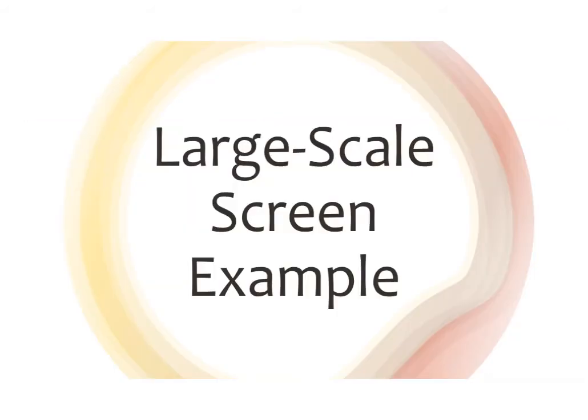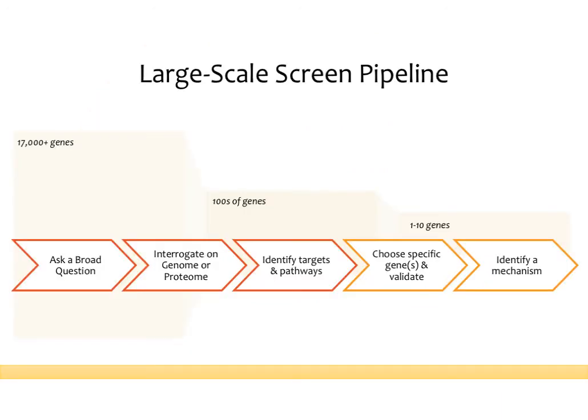So having done that simple example and walking through a few examples of how we do these things, let's go through one large project example. So this is going to be an example of a large-scale screen. And as a reminder, this is the pipeline that we had initially talked about for a large-scale screen. So for a screen, you would ask a very broad question to begin with, and that question might encompass the whole genome or a very, very large subset of genes in the genome.